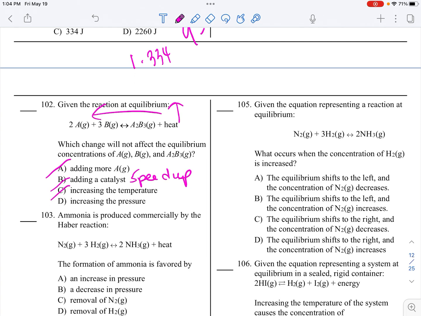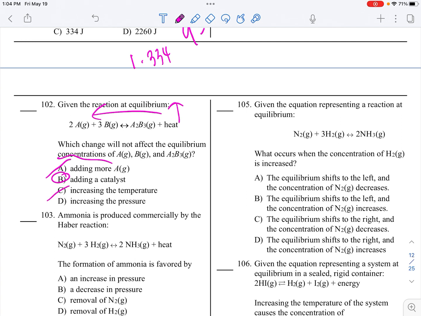Ooh, I forgot. The concentrations, that's the key. If we add a catalyst, it's going to speed up the rate of the reaction, but it's not going to affect your concentration. So that is our answer.